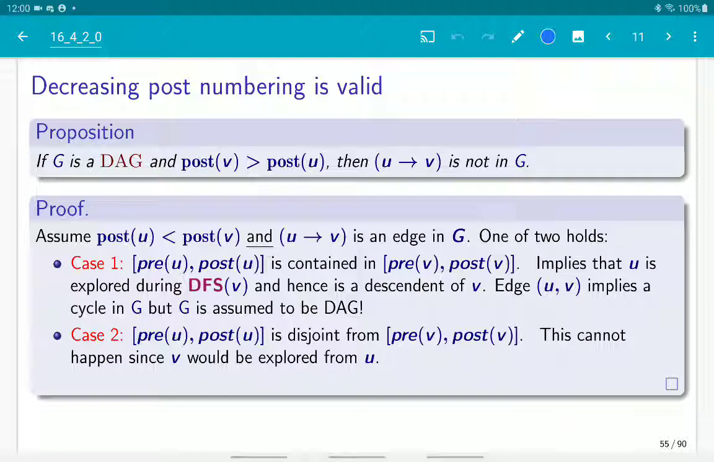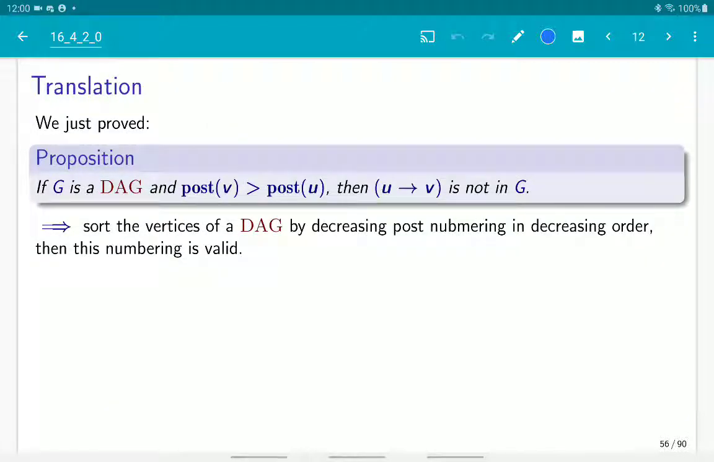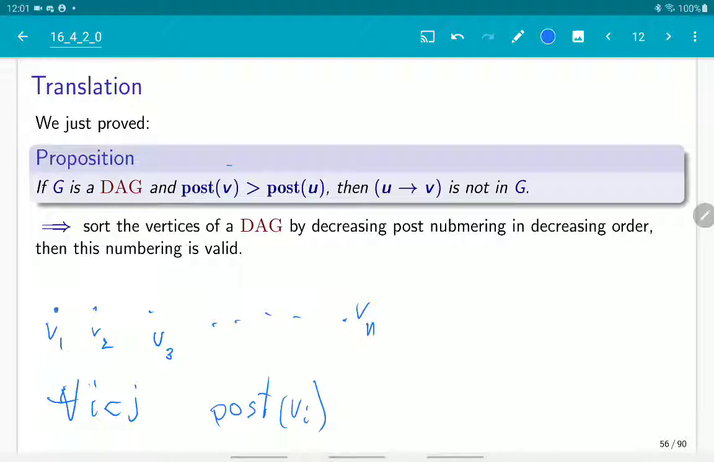Okay, so now let's see why this is what we wanted. So what did we prove? Again, we did a DFS and we output the vertices of the graph in decreasing post number, right? The vertex with the largest post number is the first one, the second is the second one, and so on. So now we have those vertices in this order, V1, V2, V3, and so on to Vn, where we know that for all i smaller than j, the post number of Vi is larger than the post number of Vj. And they are strictly smaller because the post numbers are distinct, by the way we implemented the algorithm.